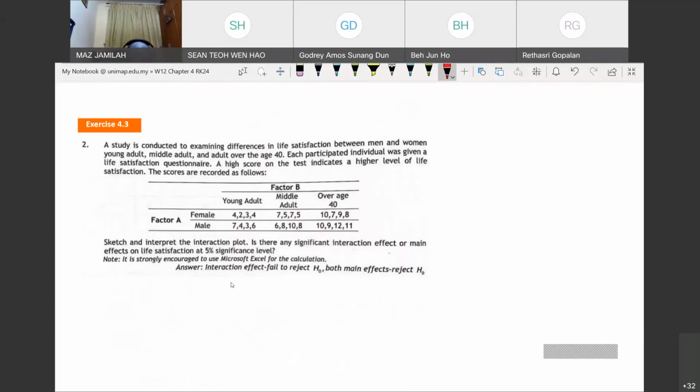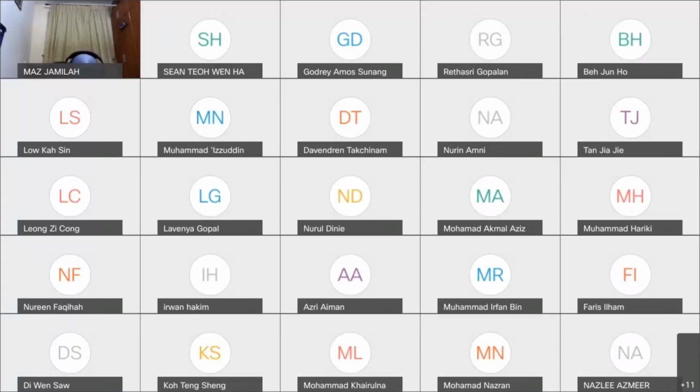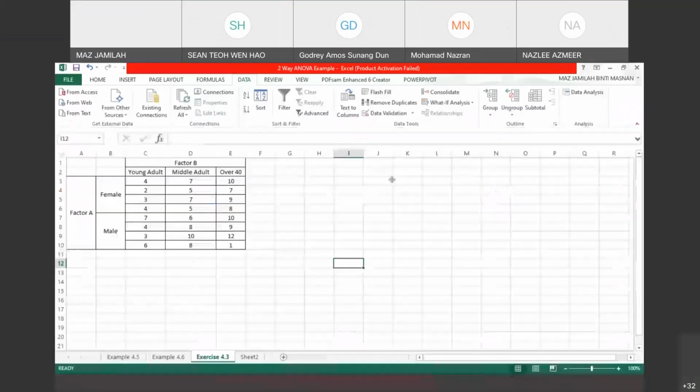Last but not least, I would like to show you how you can do this particular exercise 4.3 on page 148. I have prepared the Excel for you. Let me stop share for a while. Let me share with you my Excel. Let's see how we can perform the ANOVA for this particular data.